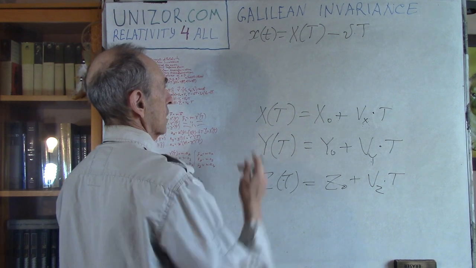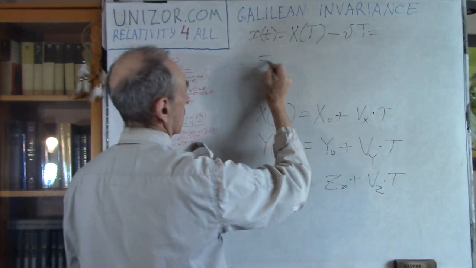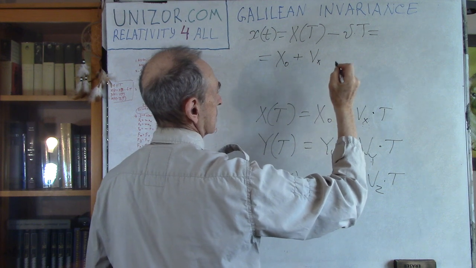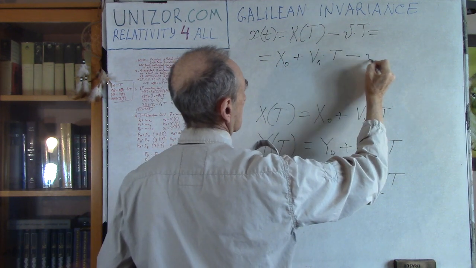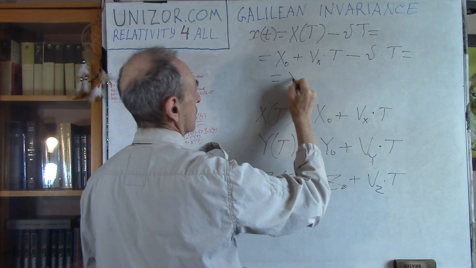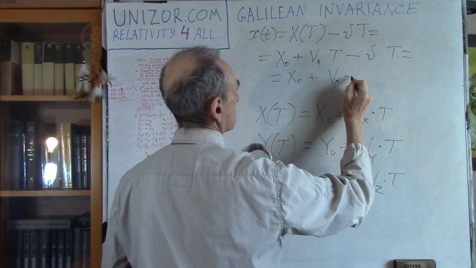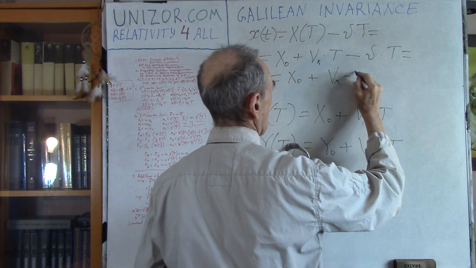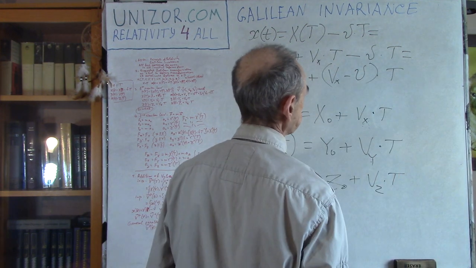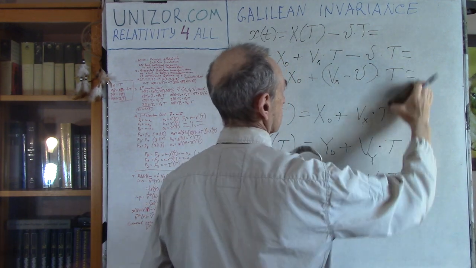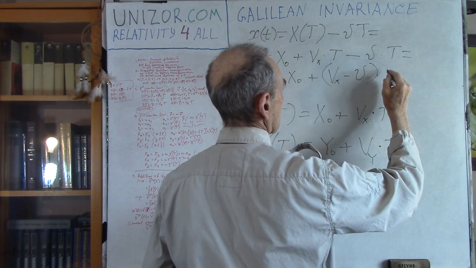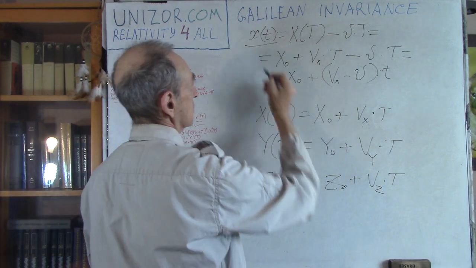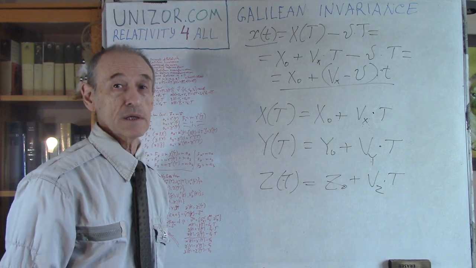Okay, so in this case, it would be equal to x0 plus vx times t minus v times t, which equals x0 plus (vx minus lowercase v) times t. I can just replace capital T with a lowercase t because they are the same. Now, what is this? Well, this is again a straight line.